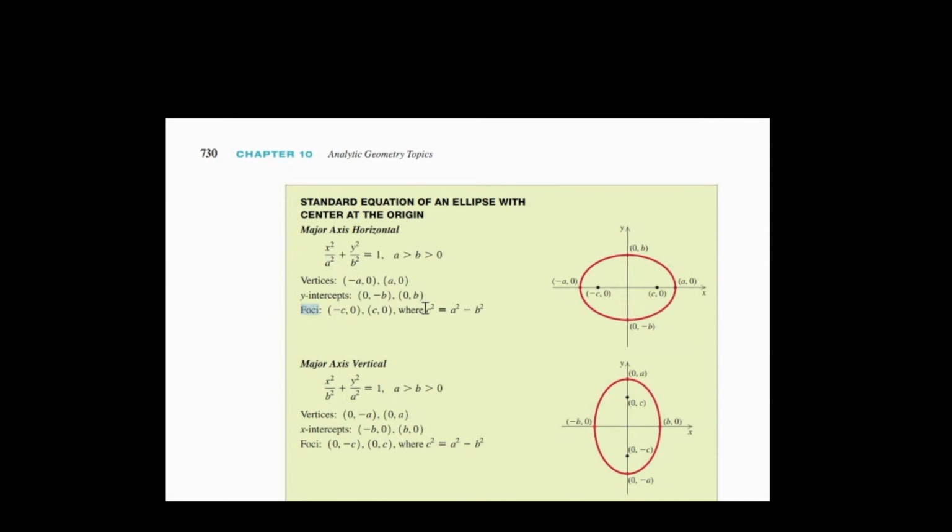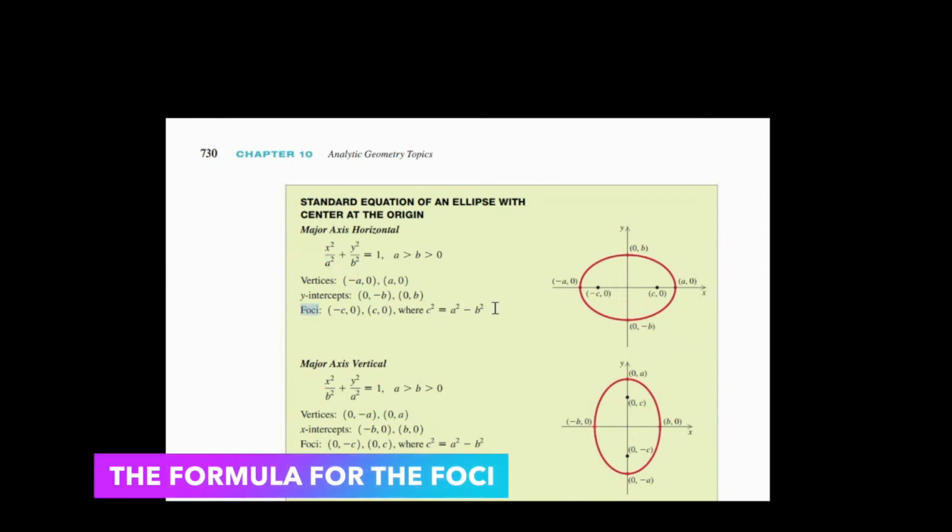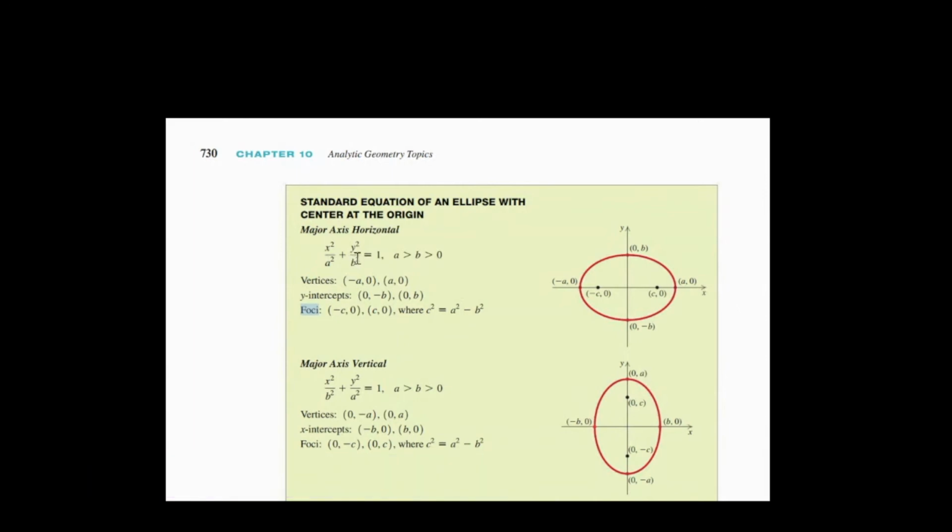Okay, the foci. This is an interesting formula. C squared equals A squared minus B squared. If you want to know what this C is, you take this A squared and subtract this B squared and you get C squared. Take the square root. Now you know what C is, and that's where your focus is. And there's another focus in the other direction from the center.